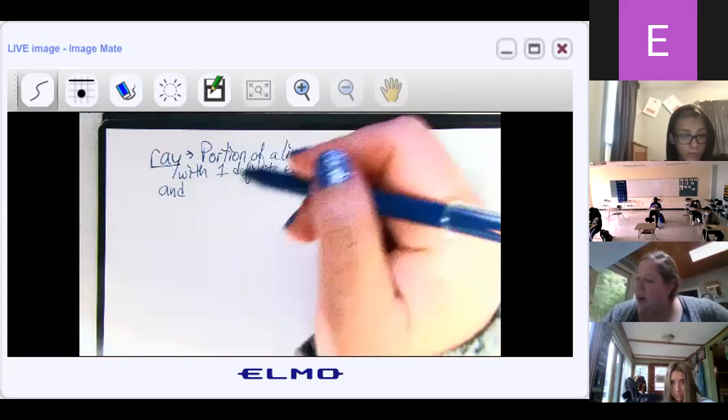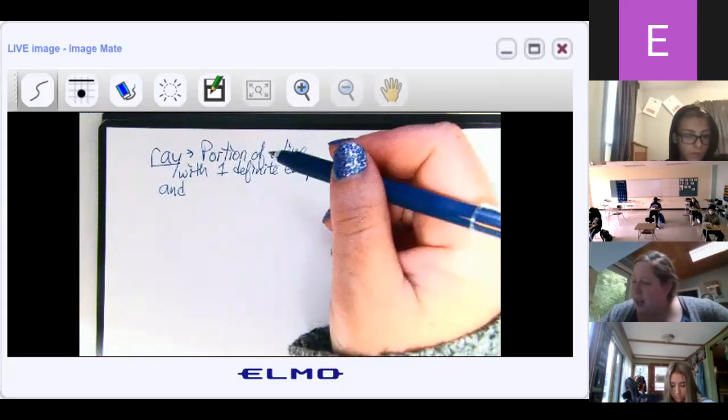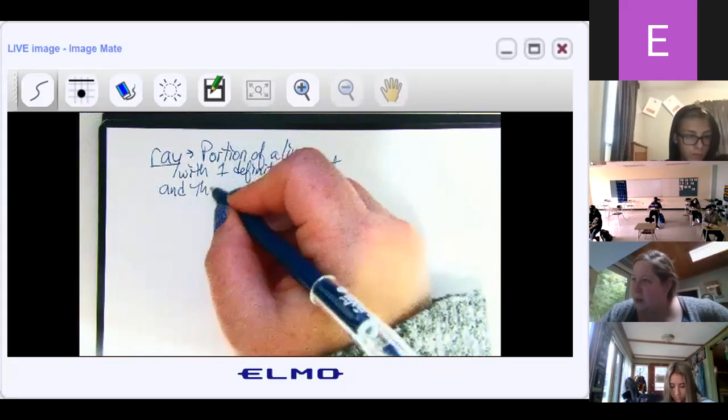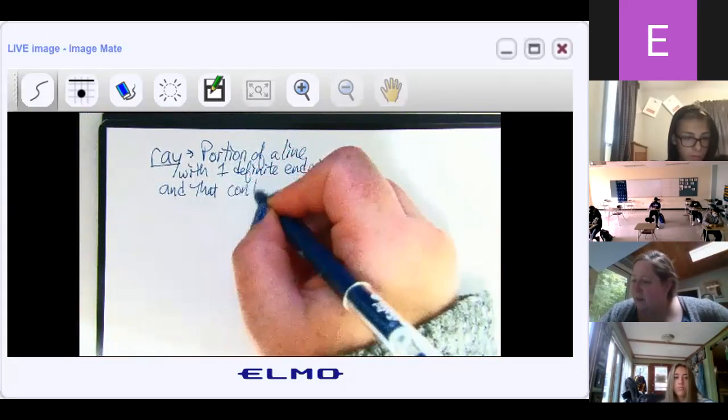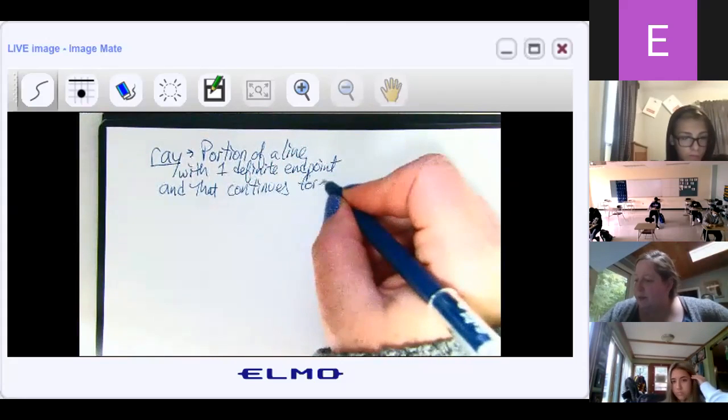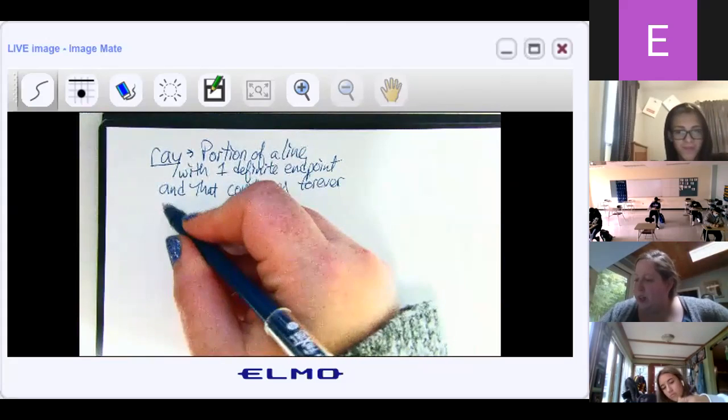Let's go. Portion of a line with one definite endpoint and that continues forever in one direction.